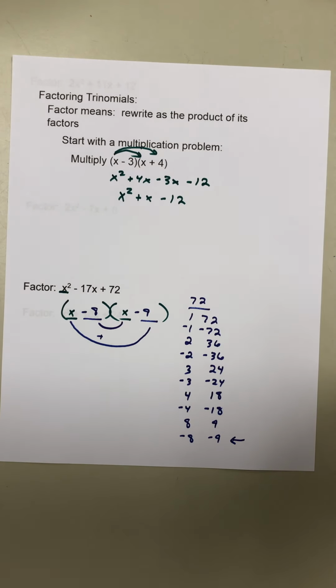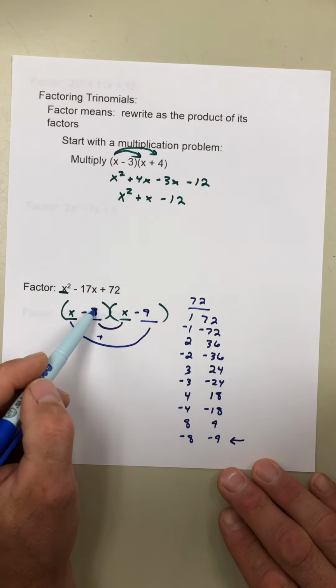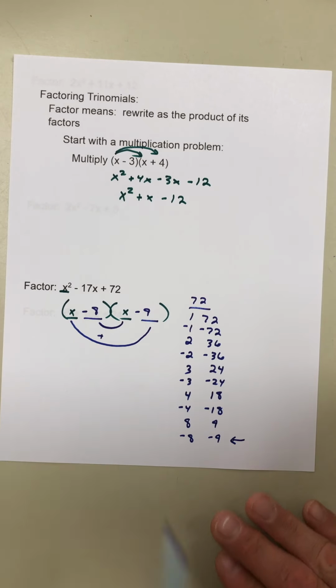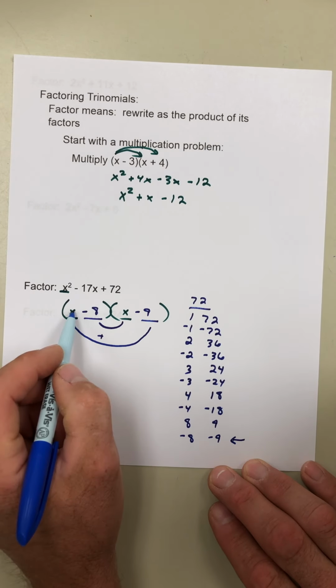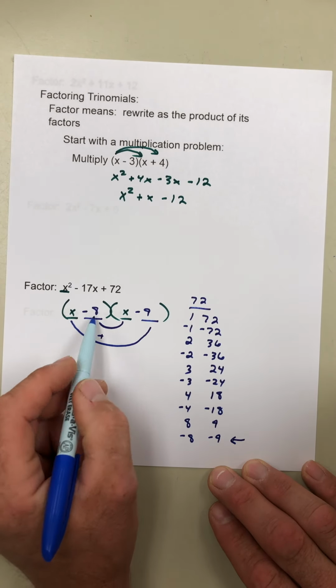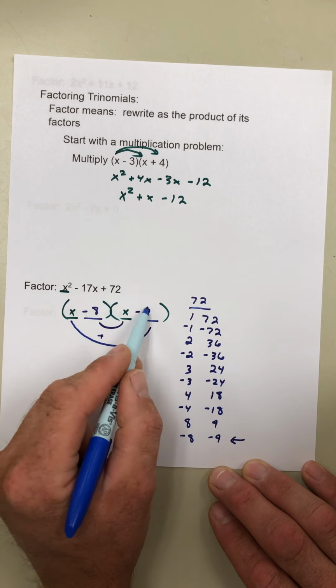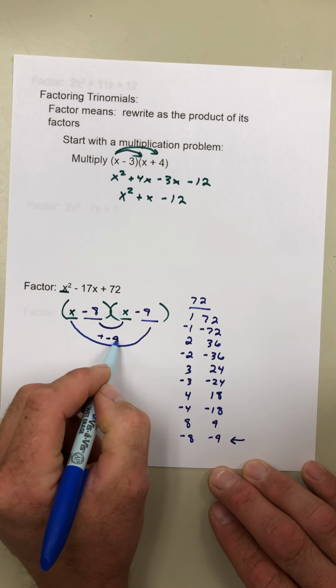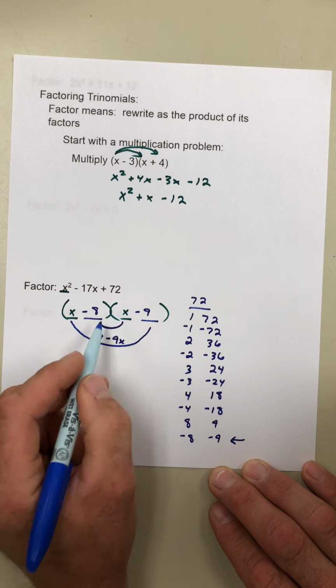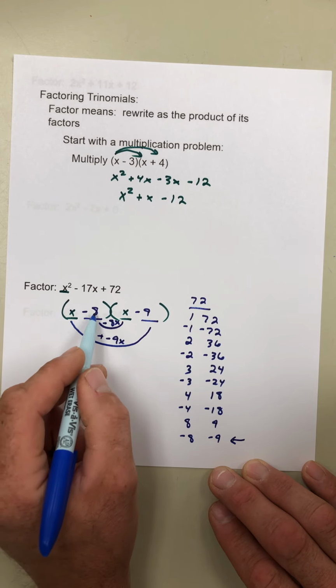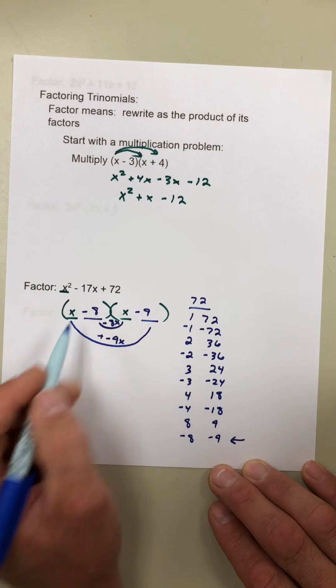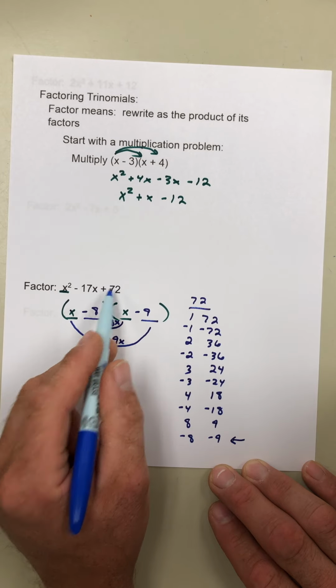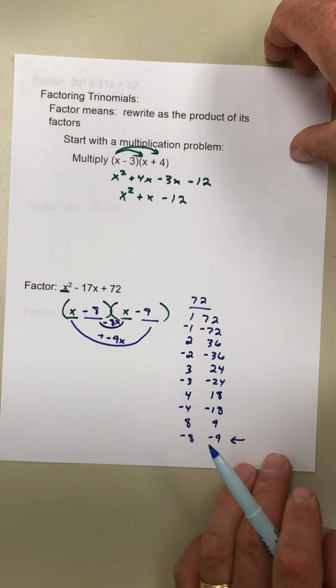As with all our factoring problems, we can distribute this back out and see if we get the true answer. x times x gives us x squared. x times negative 9 is negative 9x. Negative 8 times x gives us negative 8x. Adding those together gives us negative 17x, and negative 8 times negative 9 gives us 72. So that's our factored form.